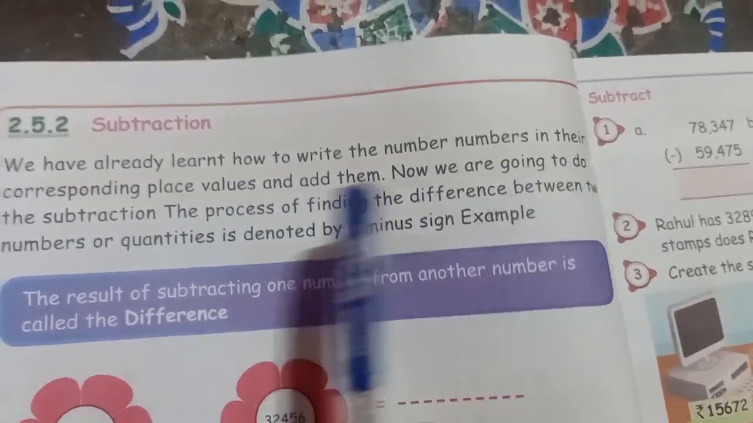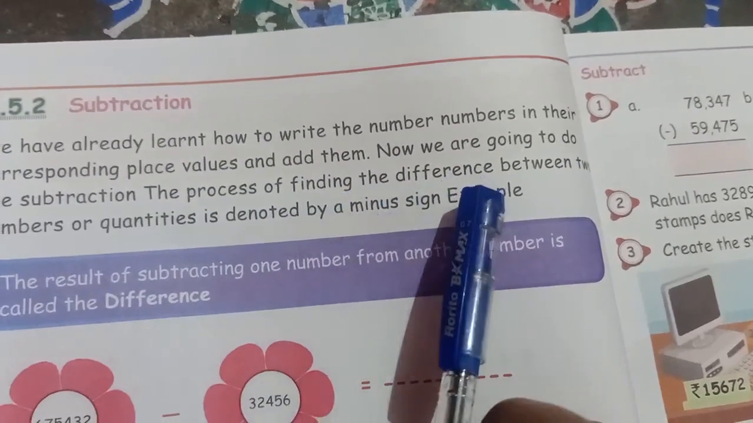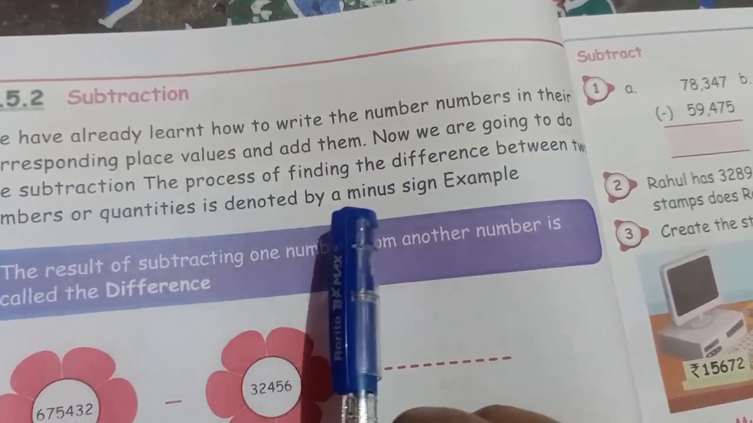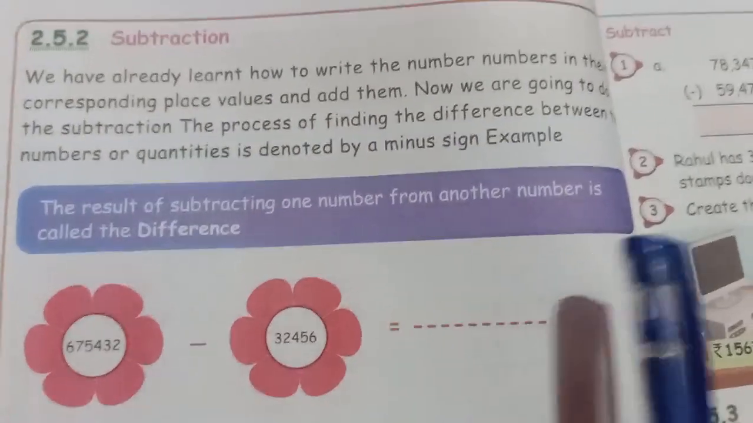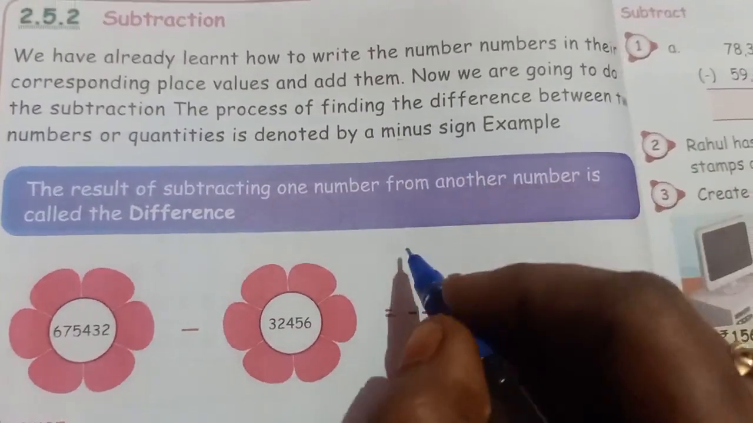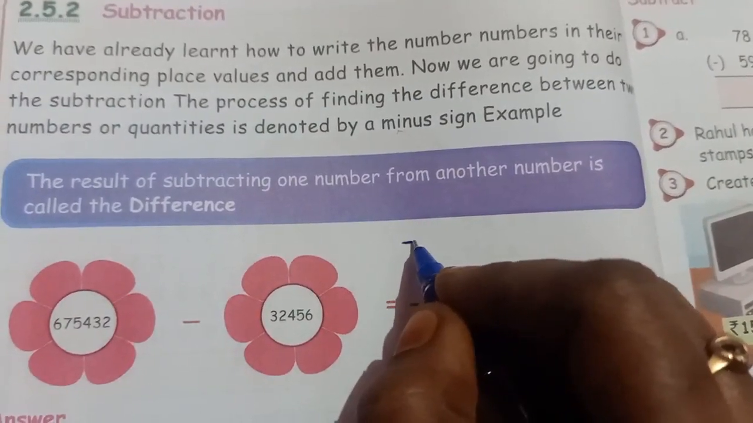Now we are going to do subtraction, the process of finding the difference between two numbers or quantities, denoted by a minus sign. For example, we have one sum. Subtraction means what symbol? Minus. We know subtraction means we can use this symbol. What is this symbol's name?